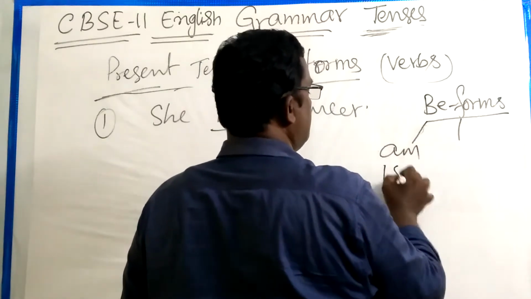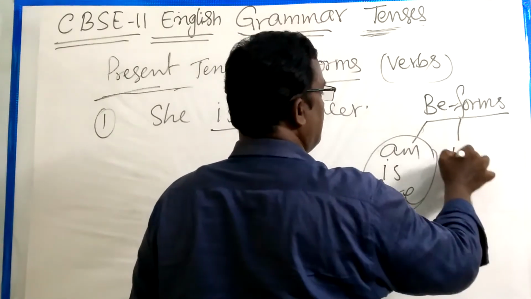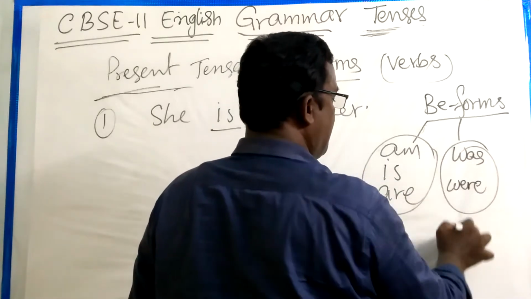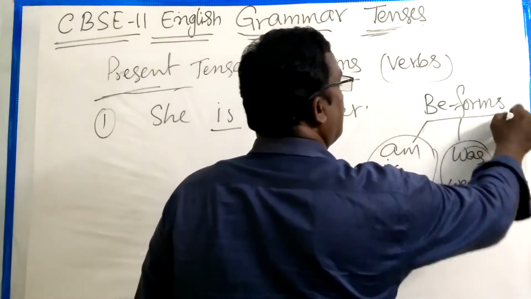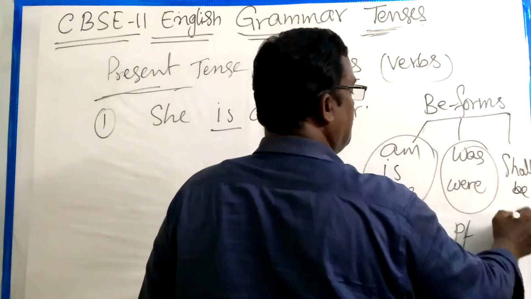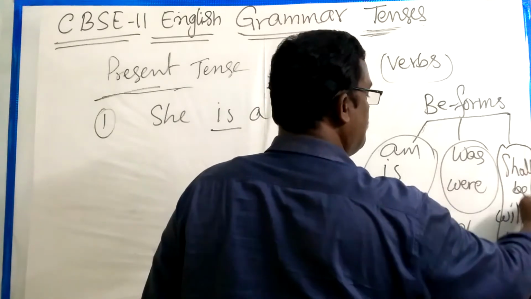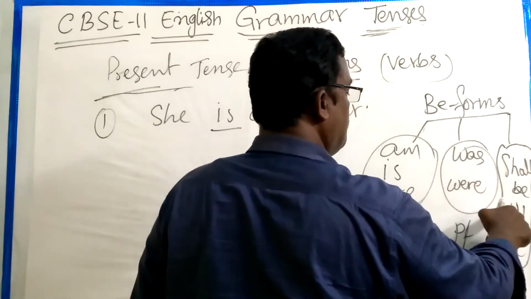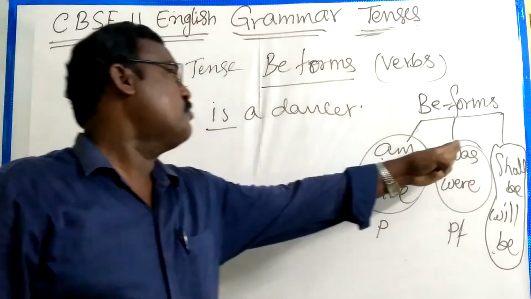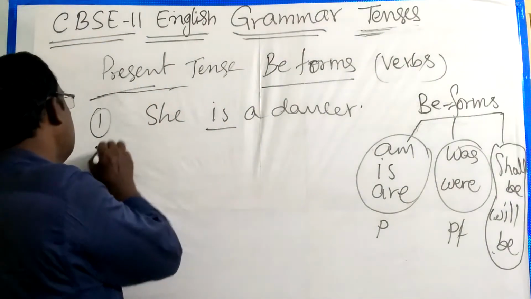Am, is, are: present. Was, were: past. Shall be, will be: future, future tense. So here, present be form, past be form, future be form. So be forms, see here, this is present tense.